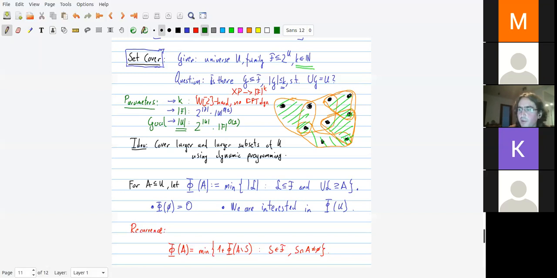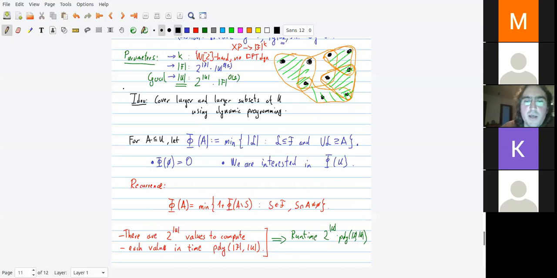So the main idea is to cover larger and larger subsets of the universe using dynamic programming. More precisely, for a subset A of the universe, let phi of A be the minimum number of sets that I need to cover it, so the minimum size of a subfamily that covers the whole of A. Obviously phi of the empty set is zero, and we are interested in covering the whole universe, which is phi of the whole universe.